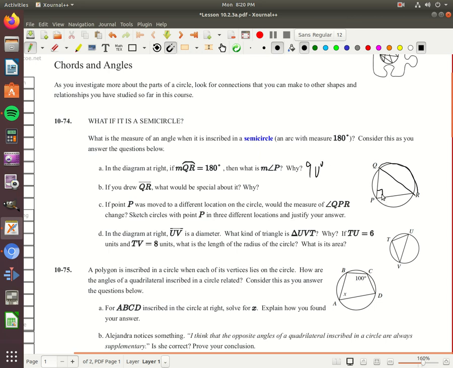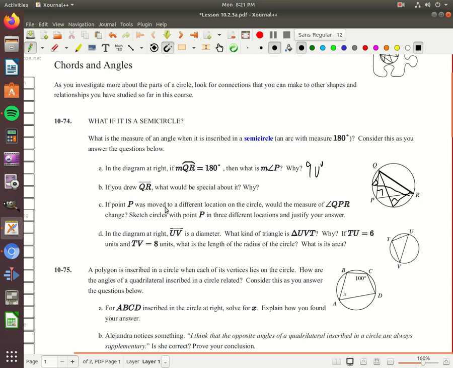Why? Because as we learned in lesson 10.2.2, the inscribed angle is half of the intercepted arc. So if the intercepted arc is 180, half of that would equal 90, and we would have ourselves a right triangle. So it says if you drew QR, what would be special about it? And again, what we're going to find is that this is the diameter, right? It cuts the circle right in half, even though it doesn't look like it. So that would be a right angle. That would be a right angle.